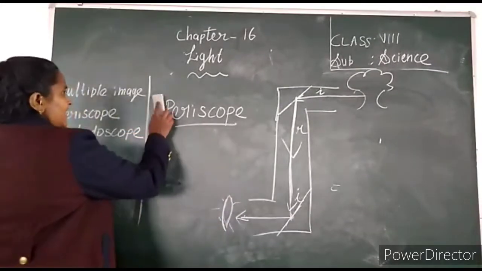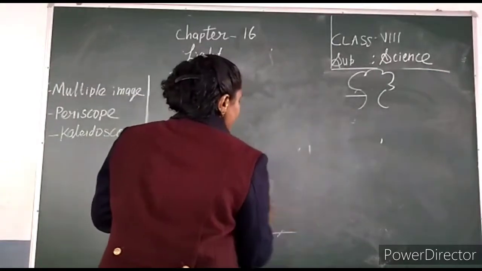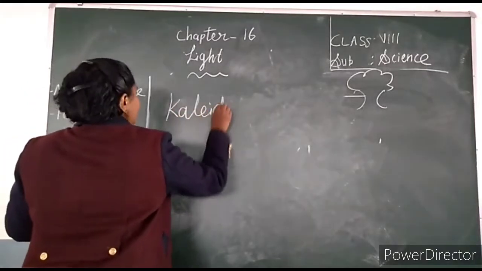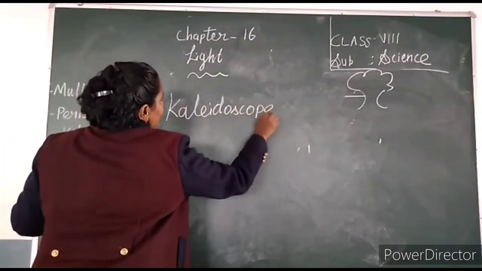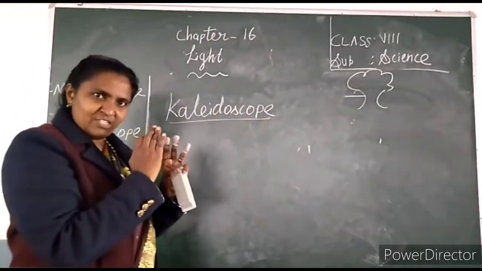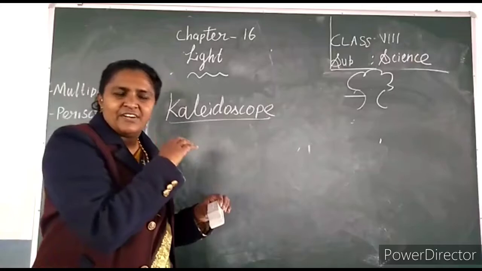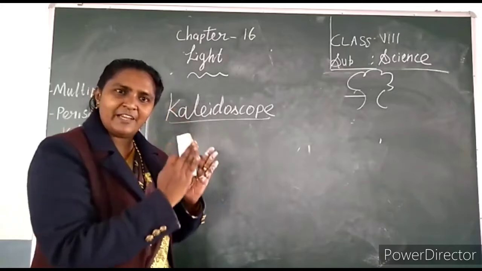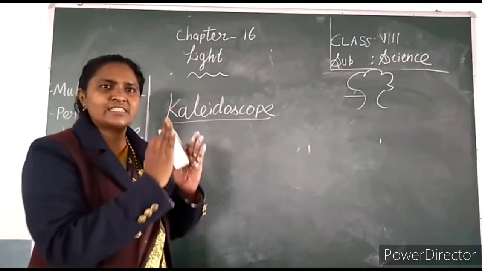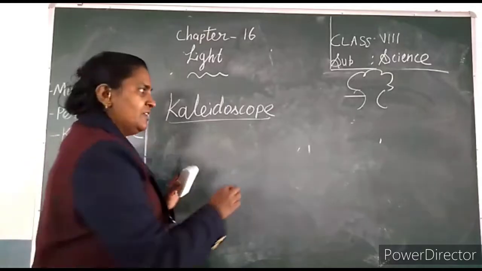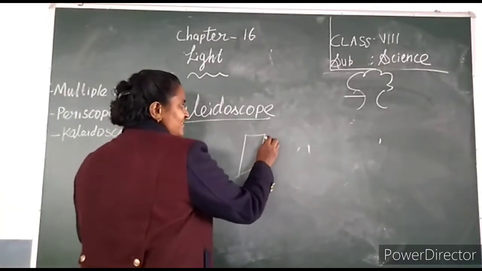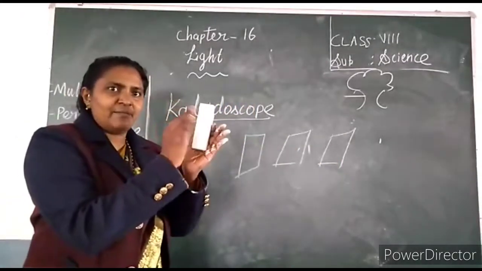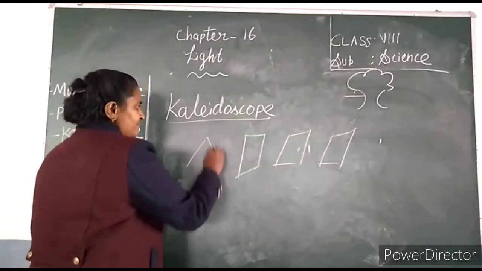Second example is the kaleidoscope. It looks like a prism. This instrument looks like a prism. For making this instrument, you need 3 rectangular plane mirrors. 3 pieces of rectangular shaped plane mirror. You take them and join them as a prism. Join them together and make a triangle shape like that.